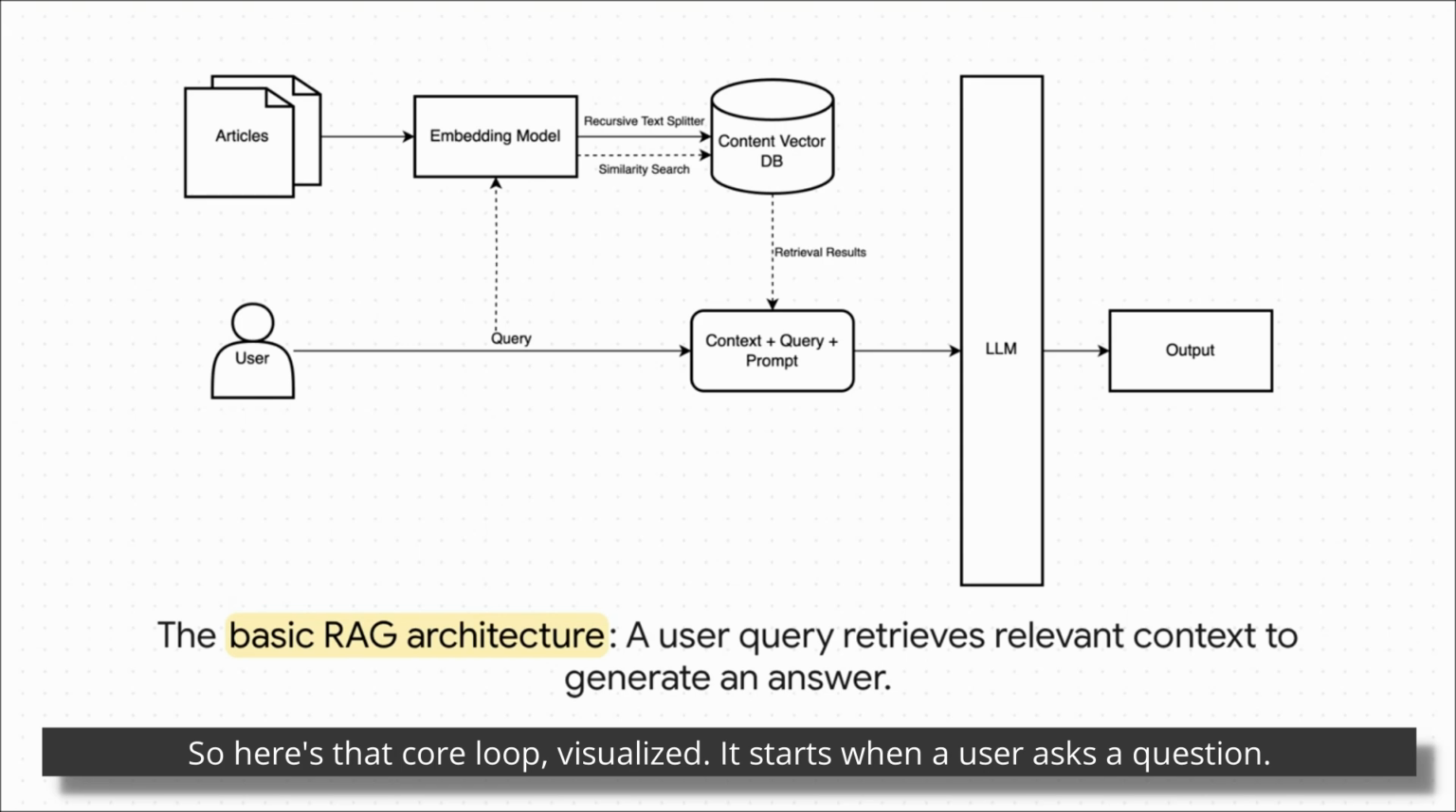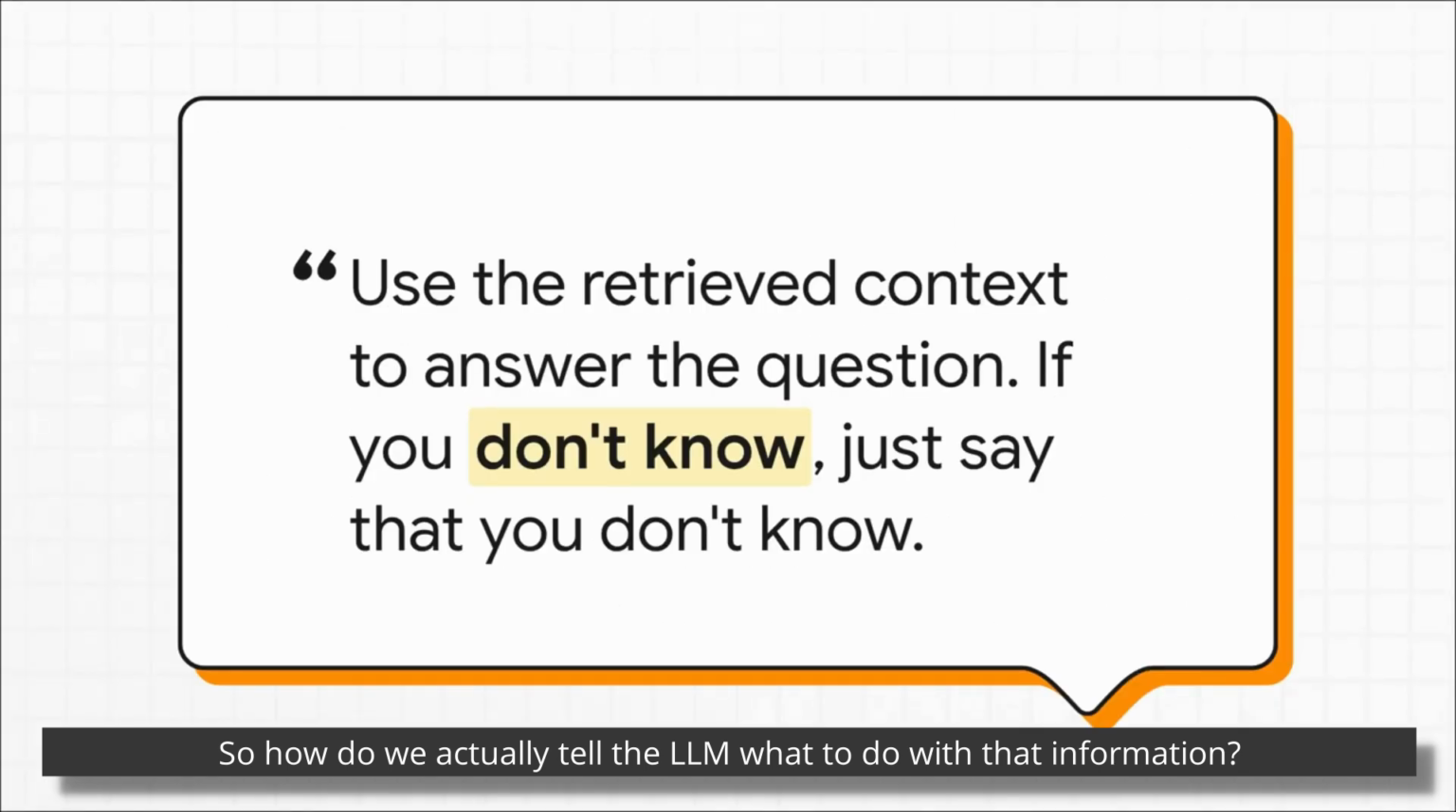So here's that core loop, visualized. It starts when a user asks a question. The system takes that question and uses it to search our vector database, pulling out the most relevant text chunks it can find. Then it bundles the original question together with these chunks of context and passes the whole package over to the LLM to generate the final answer. Simple as that. So how do we actually tell the LLM what to do with that information?